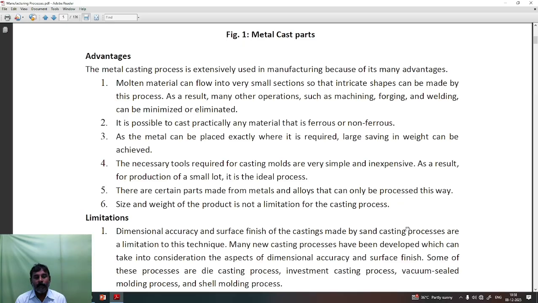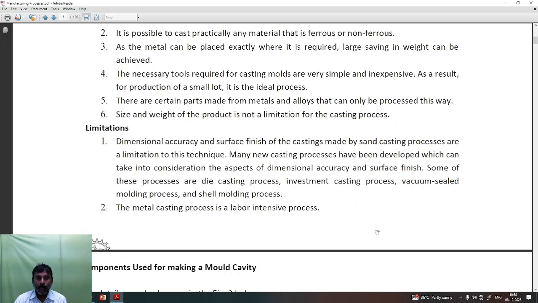The disadvantage is that dimensional accuracy and surface finish of castings made by the sand casting process are a limitation of this technique. So many new casting processes have been developed which take into consideration the aspects of dimensional accuracy and surface finish. Some of these processes are the die casting process, investment casting process, vacuum sealed molding process and shell molding process. Metal casting is a labor intensive process.